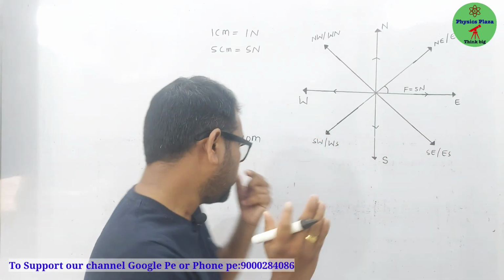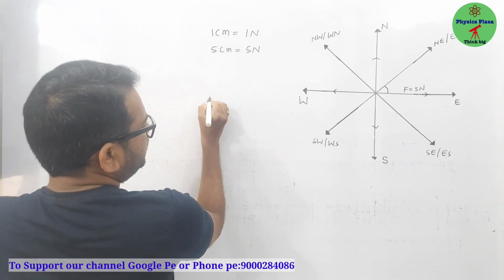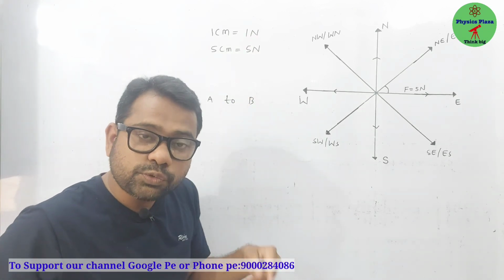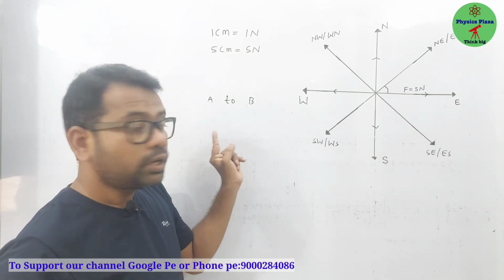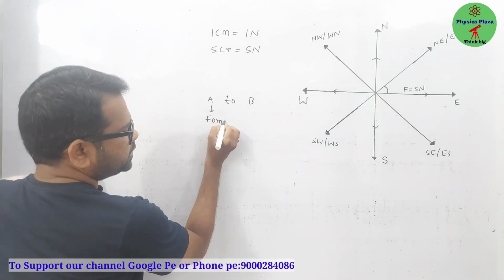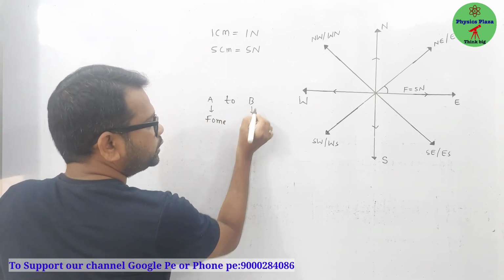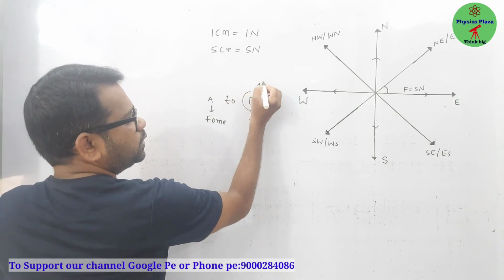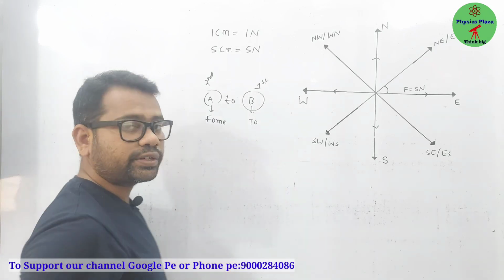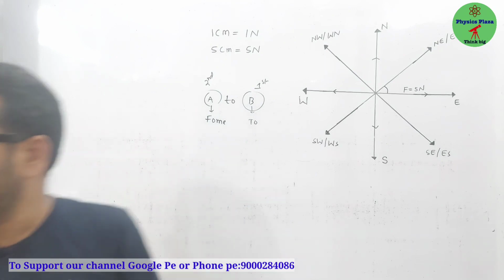Is it clear? Fine. Now, for example here, if a particular person is walking from A to B, the person is coming from A, going to B. So this "to" should come first, and this "from" should come second, even when we are writing the directions of a vector. This is what we are going to follow. Is it clear? Fine.